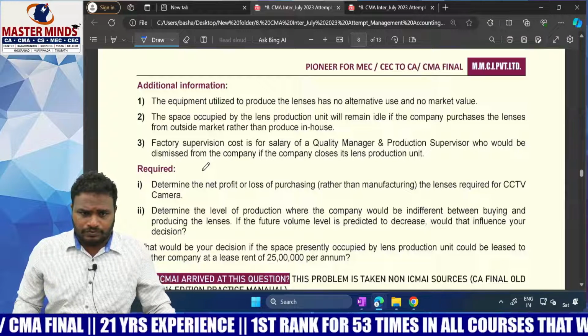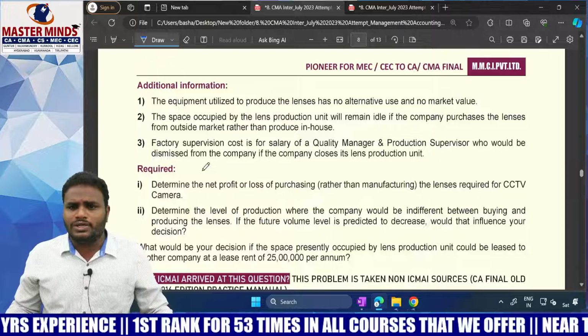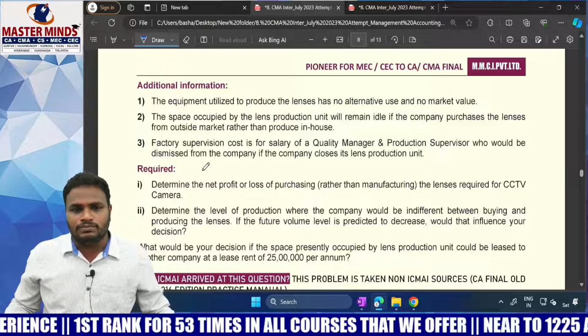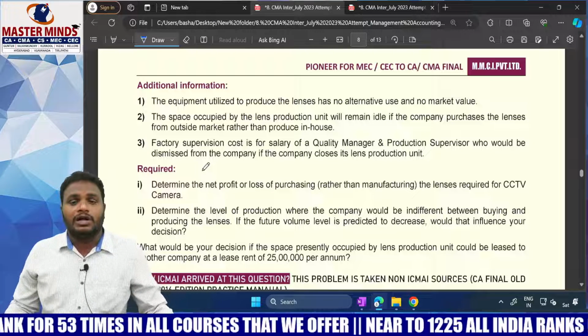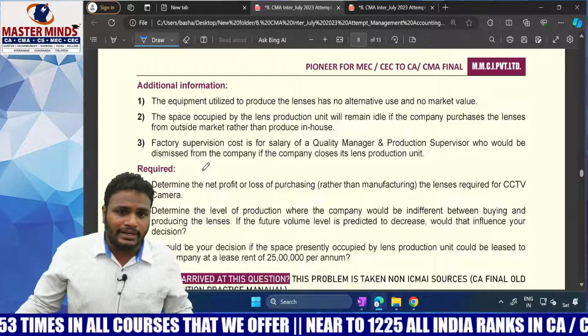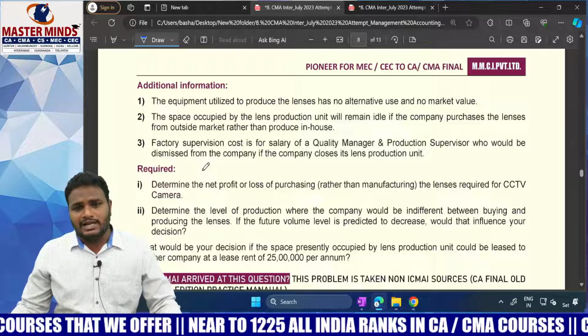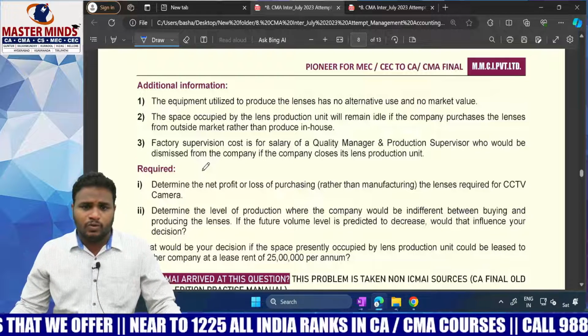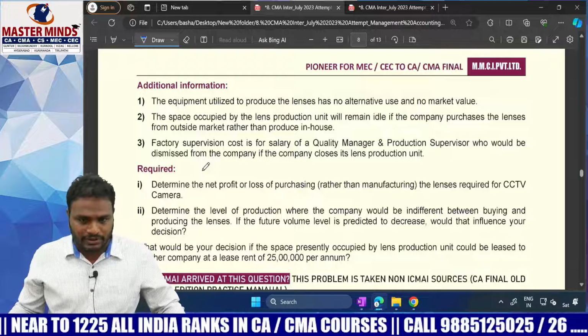Now, the equipment utilized to produce the lenses has no alternate use and no market value. The space occupied by the lens production unit will remain idle if the company purchases the lenses from the outside market rather than producing in-house. The factory supervision cost is the salary of the quality manager and production supervisor who would be dismissed from the company if the company closes its lens production unit.